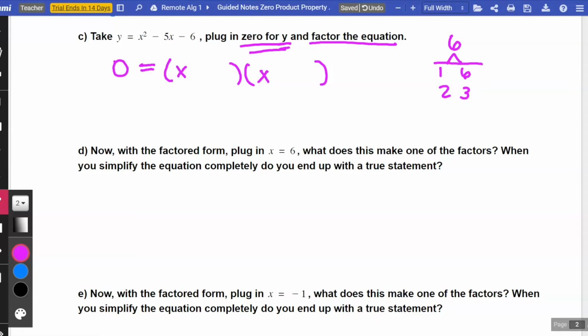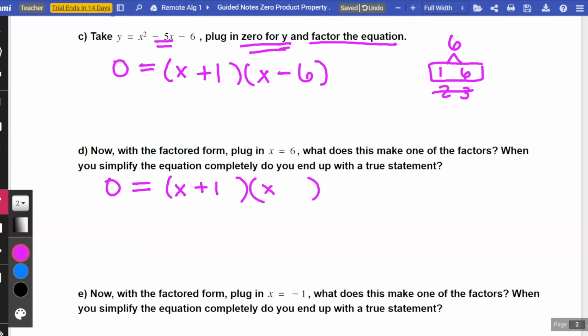And then I'm going to use 1 and 6 because I need a negative when I multiply. So that means only one of these two numbers can be negative. To get negative 5 when we add, both 2 and 3 would have to be negative, so that's not going to work for us. So we're going to have 1 and 6. I need negative 5 when I add them, so I want negative 6 and positive 1. So now with that factored form, we have 0 is equal to x plus 1 and x minus 6 being multiplied by each other.